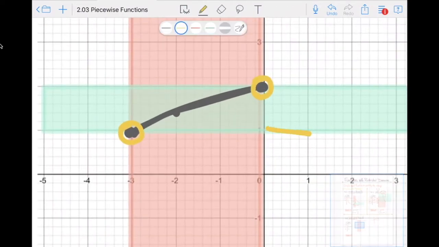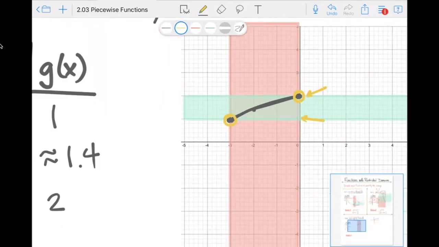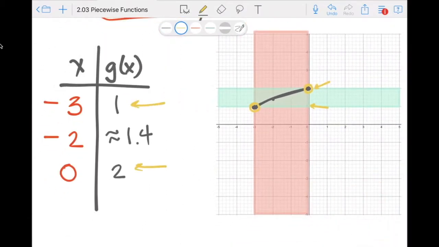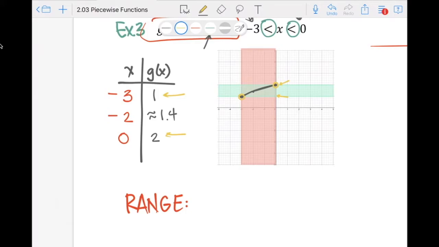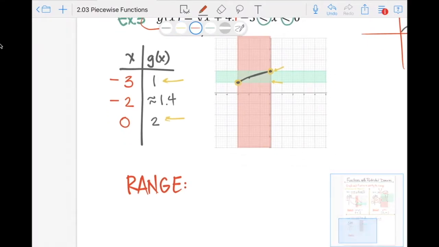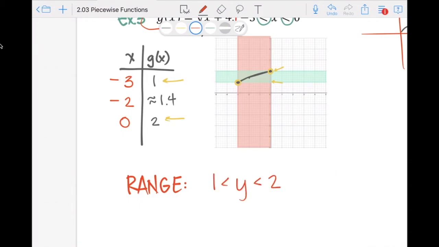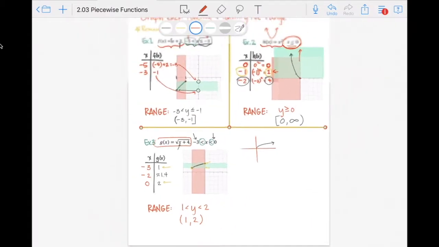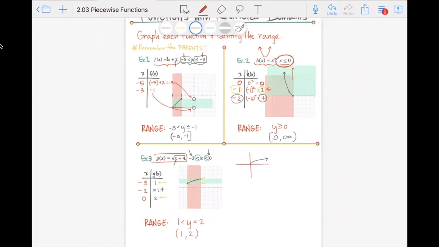There's a 1 and a 2, or you can also see them here, a 1 and a 2. So keep in mind, because your circles are open, or in other words, -3 and 0 are not included in the domain, then 1 and 2 are also not included in your range. So we need to use a less than sign, or if you're writing in interval notation, you need parentheses. So those are not piecewise functions. Those are just one function graphed over a restricted domain. Now we're going to get into actual piecewise functions.